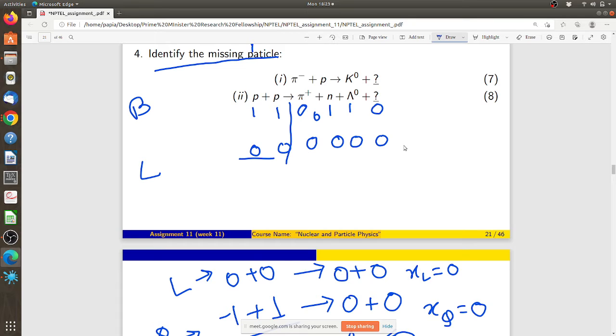Yeah, it is correct. So B is 0, L is 0. Right. Now do the Q value.